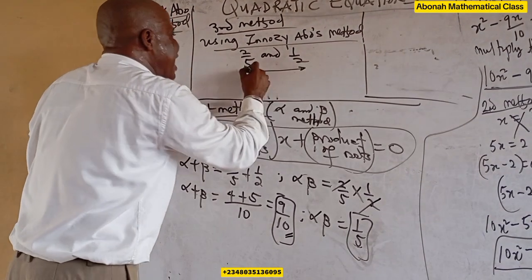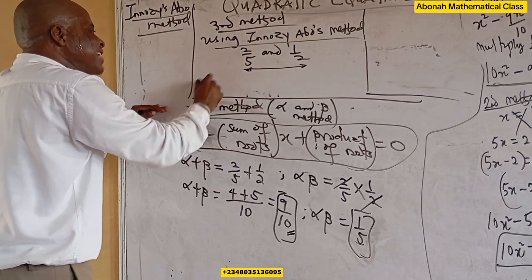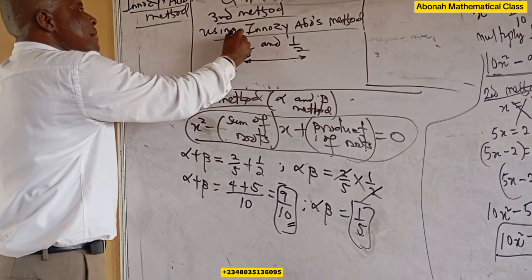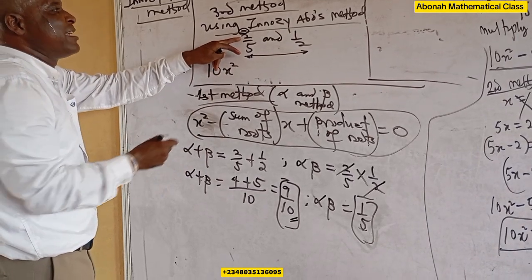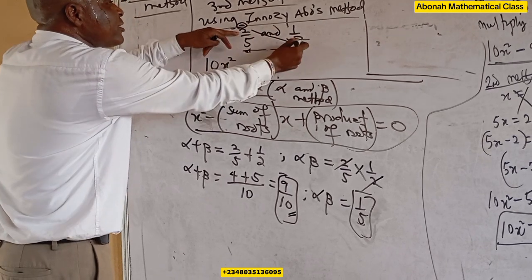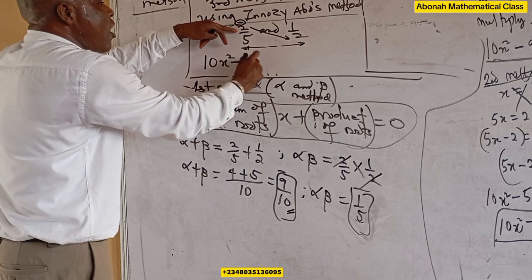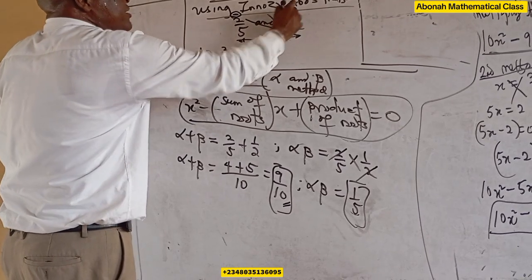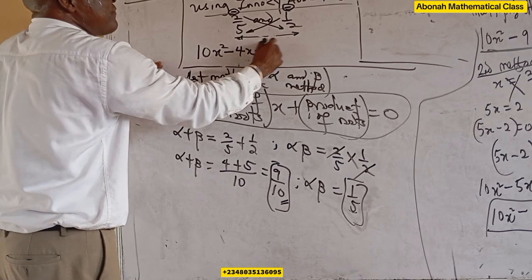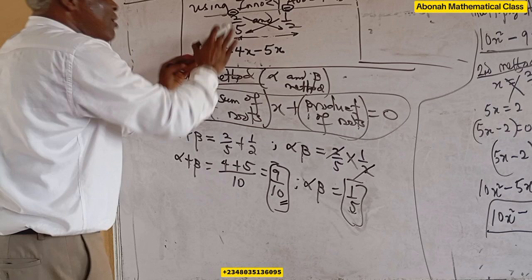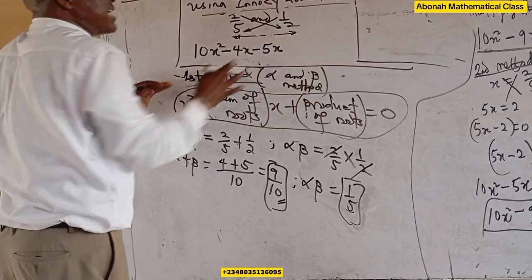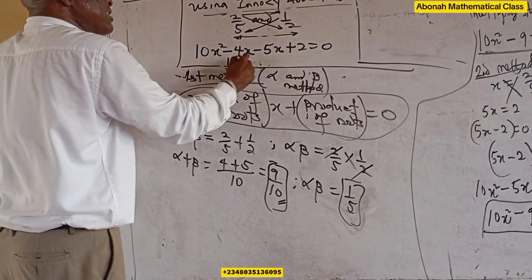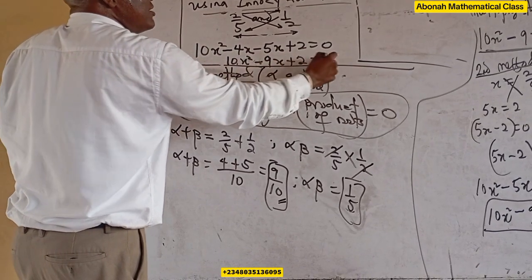I multiplied the down ones, which is 5 times 2, 10, with the attachment of the x squared. I'm done with that. I put a minus on top of the first number here. I cross multiply this. Minus 2 times 2 is what? Minus 4x. What I've done to this side, I must do to the other side too. I put another minus here. I cross multiply again. Minus 5x. Finally, I multiply the constants. Plus 2 is equal to 0. 10x squared minus 9x plus 2 is equal to 0.